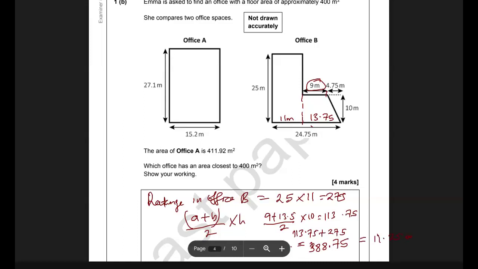If you take it away from 400, that is 11.25 away. And what about office A? This one is 11.92 away from 400. So this one is 11.25, that one is 11.92. That means office B is closer. Office B is closer.